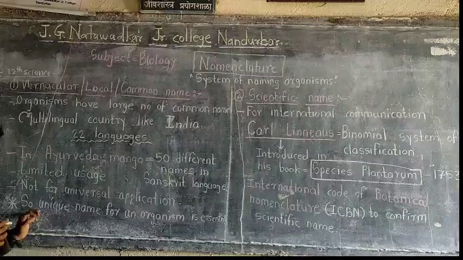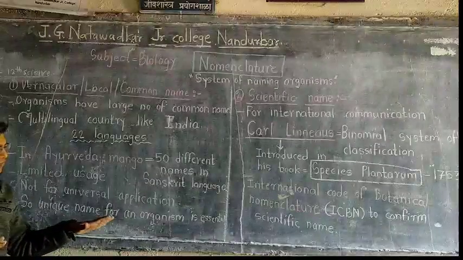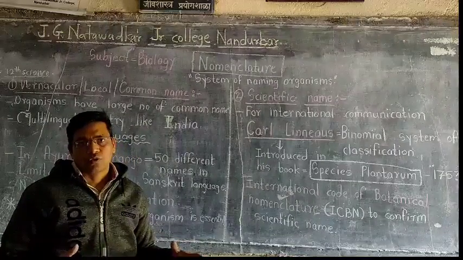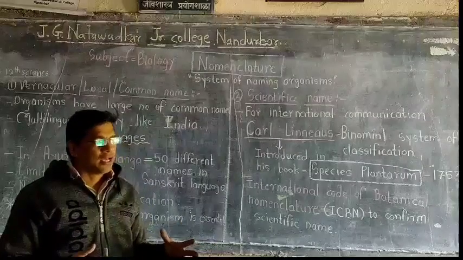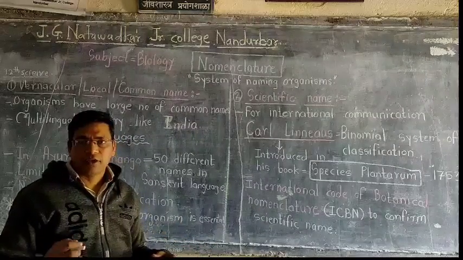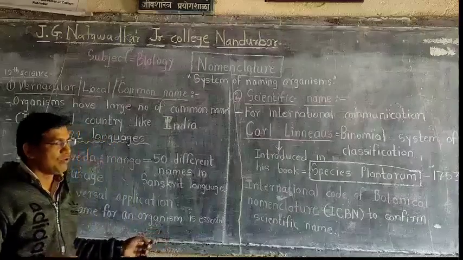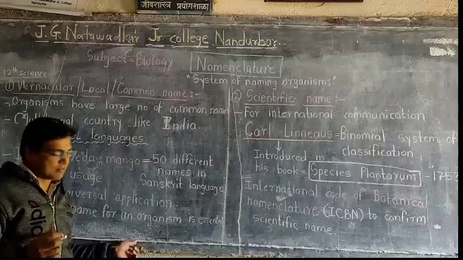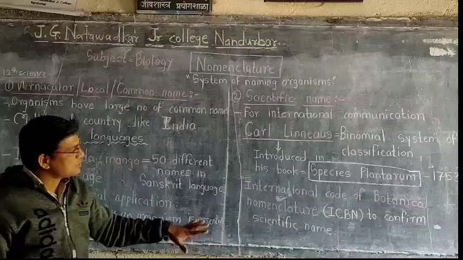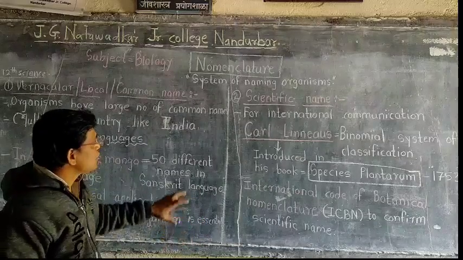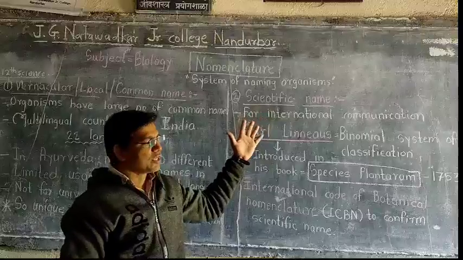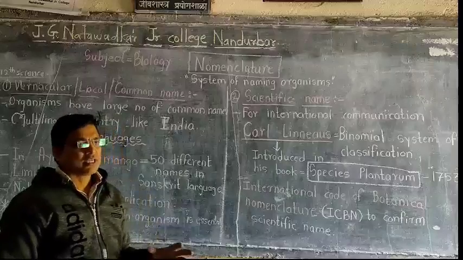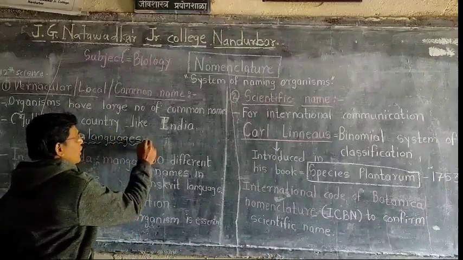So what is the need? A unique name for an organism is essential. If you want to introduce some organism to the world, or if we have identified a rare or new organism, then we must use a particular specific name for that organism. For that, we can introduce that organism at the international level. So the main method for giving a name to a particular organism is the scientific name.